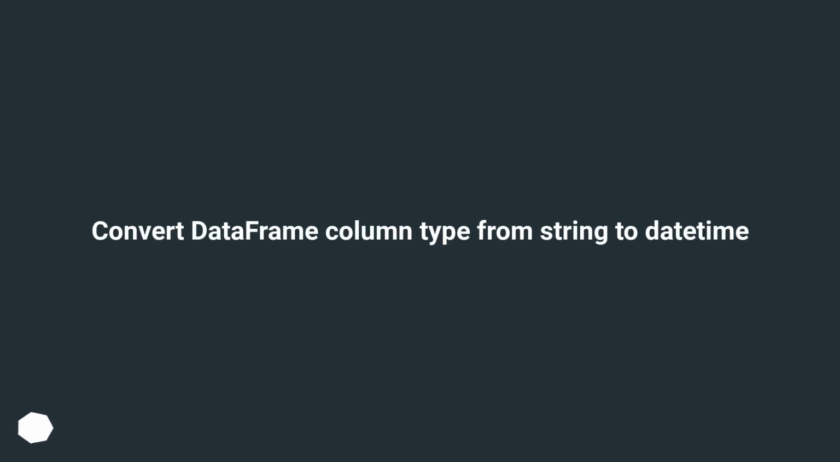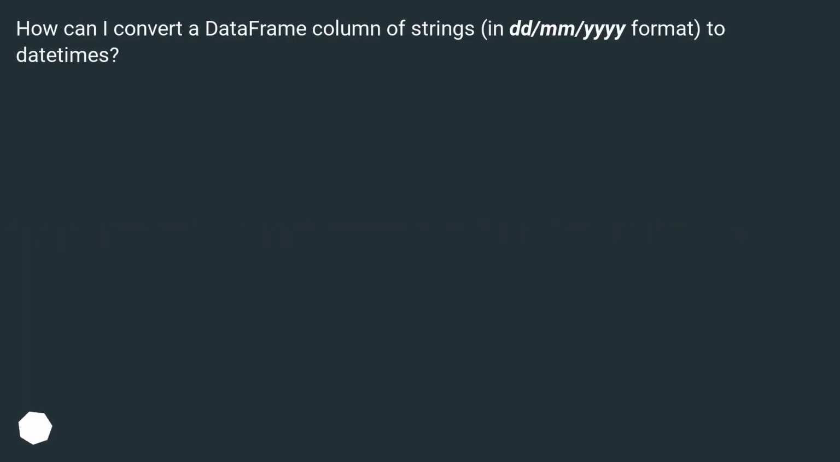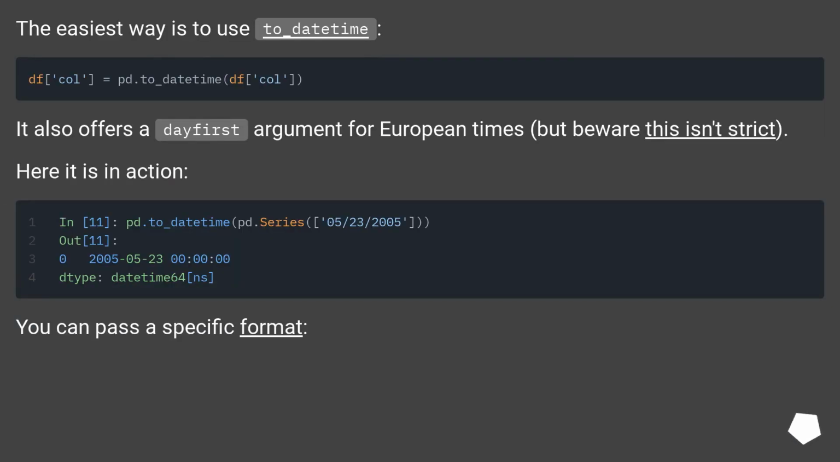Convert DataFrame column type from string to datetime. How can I convert a DataFrame column of strings in dd/mm/yy format to datetimes? The easiest way is to use pd.to_datetime.